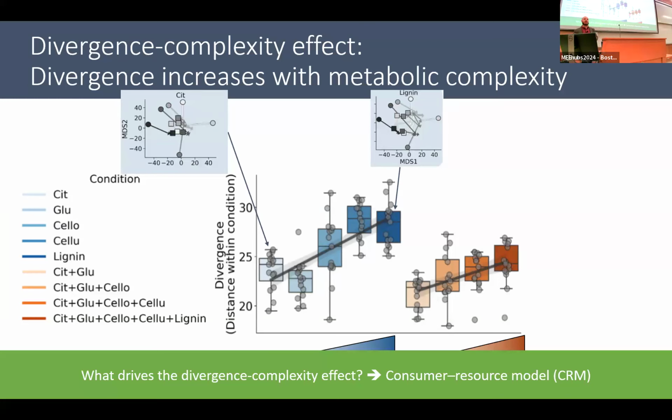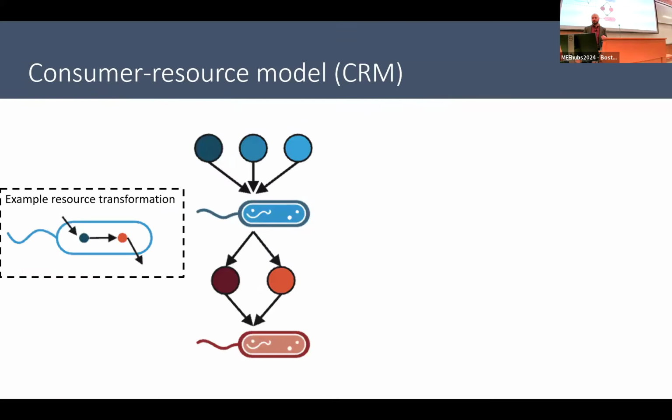So once we saw this result, we were interested in trying to understand what drives this effect. There's a couple of ways we went about this, but I wanted to share one of them with you, which was to use consumer resource models, which are computational dynamic ecological models. I'm just going to explain this consumer resource model from a very abstract level. There's two components to a consumer resource model. There's your consumers and your resources.